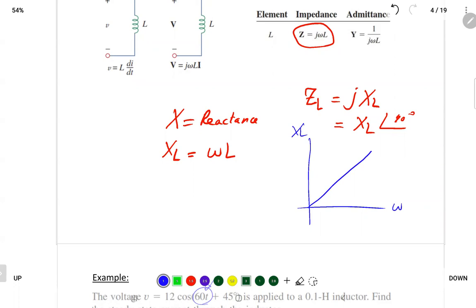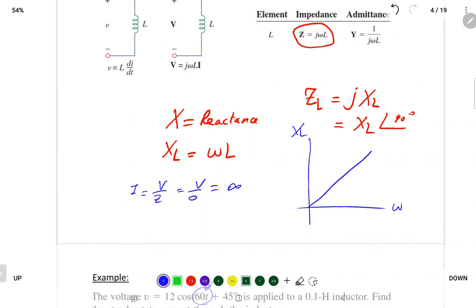What does it mean? Look at the result. What happens when omega is equal to 0? If omega is 0, XL is 0, so ZL is 0. If you want to find the current, you divide voltage over Z. So V over 0, the answer will be infinity. So at omega equals 0, or when the frequency is 0, which means DC, the current will be infinity. What does it mean?